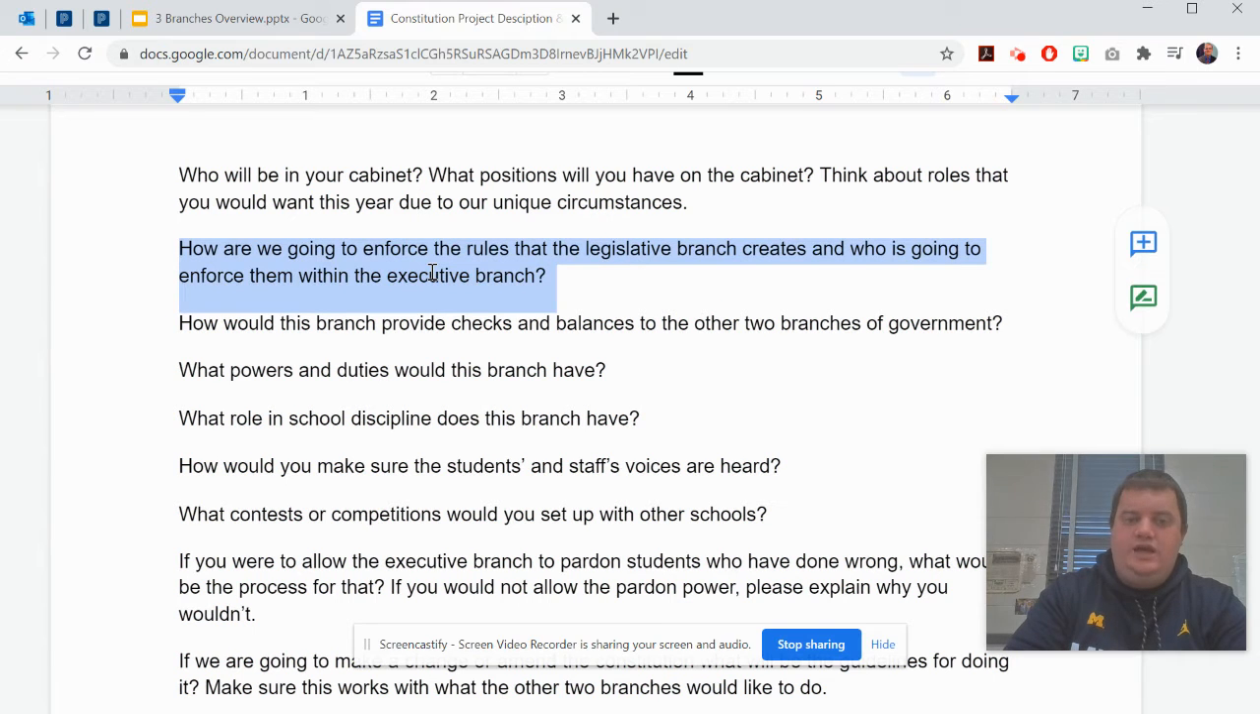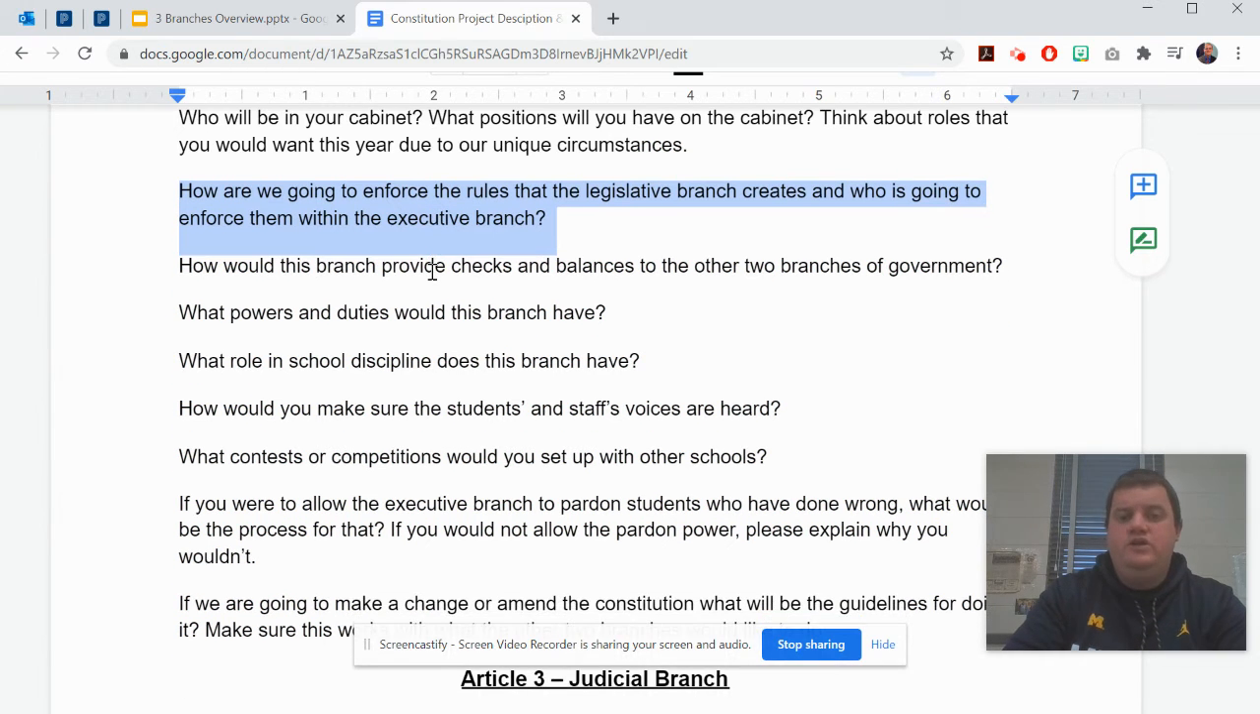Next question: how are we going to enforce the rules that the legislative branch creates, and who is going to enforce them within the executive branch? Having rules is great, but if no one's going to enforce them, then students are probably going to break those rules. So who is going to be the person in the executive branch that is maintaining the discipline and making sure that people are following the rules? And how is that going to work?